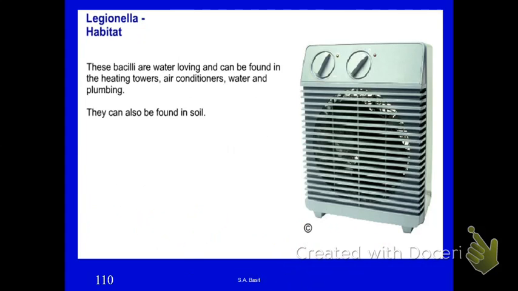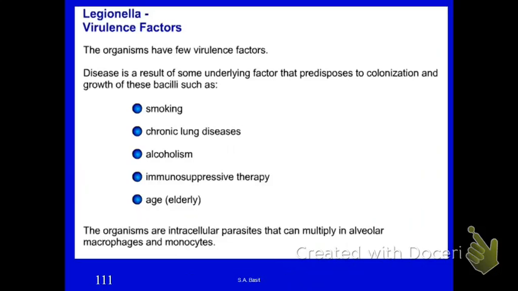So, in the story of Legionella pneumophila, okay, neighbor's dogs are barking. But anyway, the most common would be, in the story of Legionella pneumophila, the culprit for the disease is the centralized air conditioning system. Though, it says here that Legionella is also found in the soil. The organisms have few virulence factors.